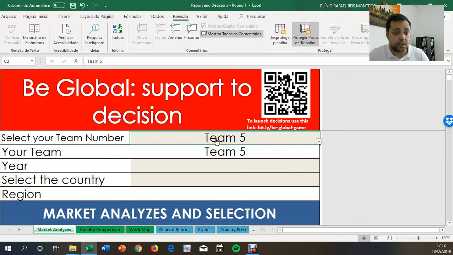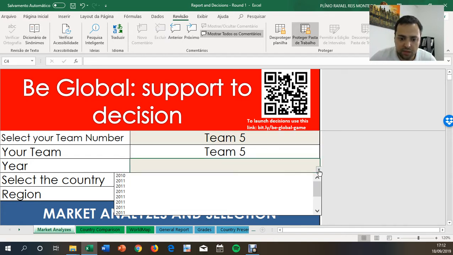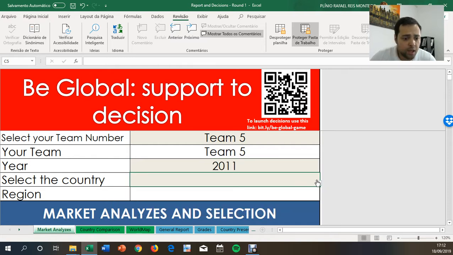I need to select here the number of the team, and also I need to select the year of the simulation. As we are approaching the second round, you need to select the year like 2011, okay? And also, with this number here, you can start to have a deeper analysis of the results.